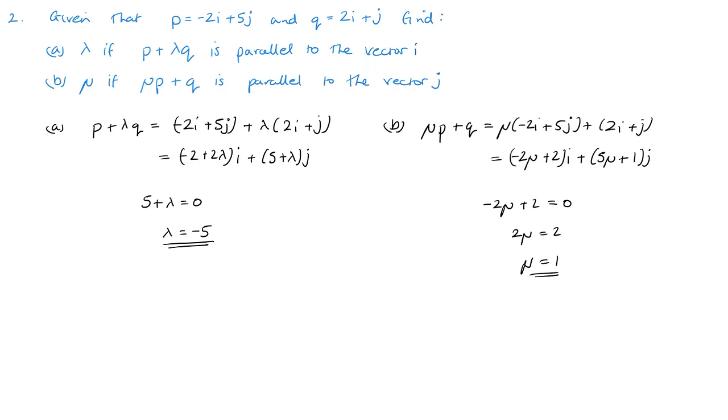Okay, and you can check both answers by substituting them in. So this one I substitute into here, I get minus 10 and minus 2 is minus 12, so I get minus 12i plus 0j, which is what we want, just a vector in terms of i. And when I substitute 1 into this one, I get minus 2 plus 2 is 0. And then this is 5 plus 1 is 6. So I get 0i plus 6j, and that is parallel to the vector j. Okay, so nice and straightforward. Let's look at question 3.